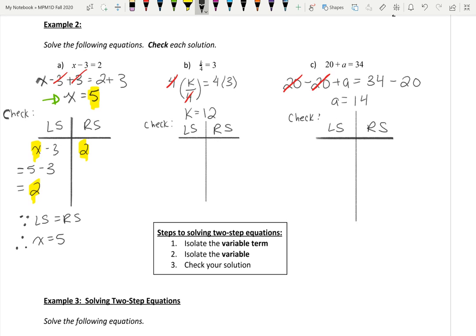Let's try the next one. The left side of my equation is k divided by 4. The right side is 3. I can't simplify the right side any further, but I can for the left side. I'm going to substitute my value for k and simplify. 12 divided by 4 is 3. Now, since my left side is equal to the right side, we did find the right value for k.